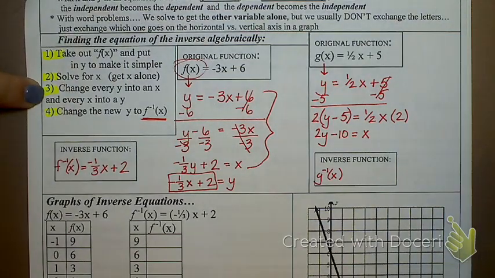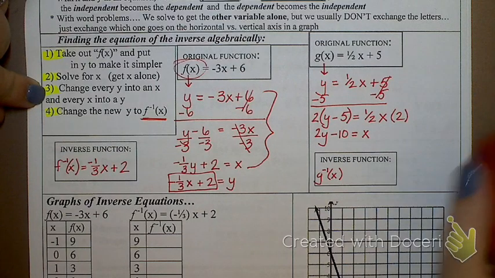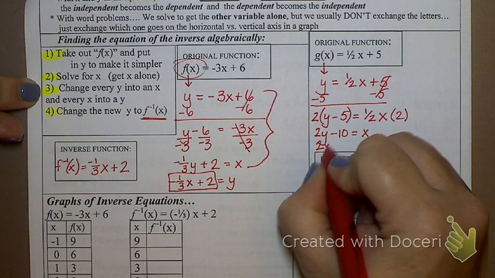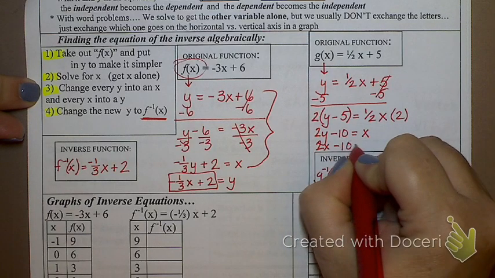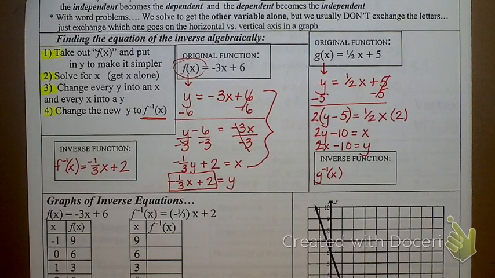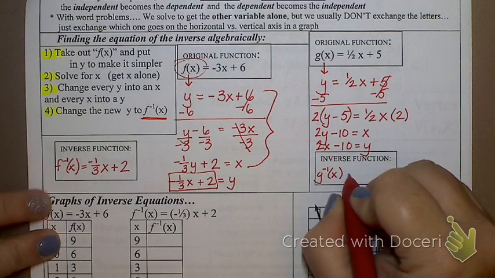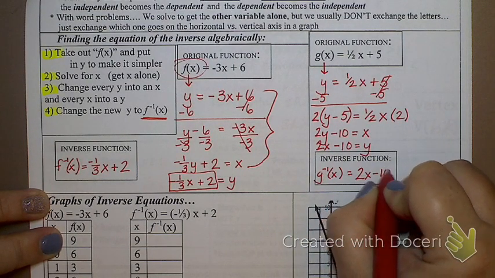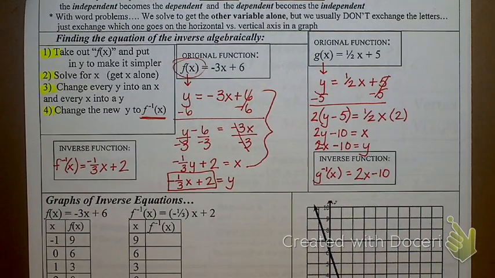Step 3, change your y's to x's and your x's to y's. So that gives me 2x minus 10 equals y. And then what's my last step? Write it with that inverse notation. So the inverse of g of x is equal to 2x minus 10. Any questions over that part? Pretty easy? Okay, good. Now let's look at what the graph of it looks like.